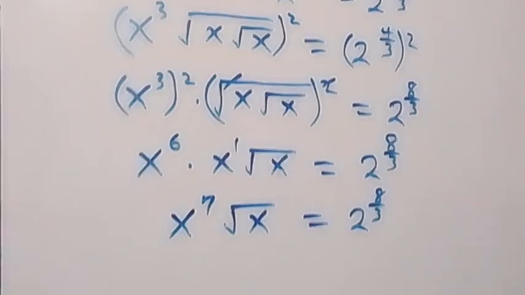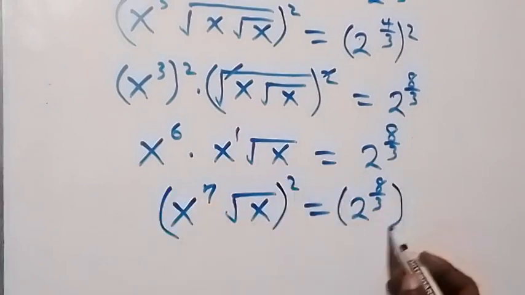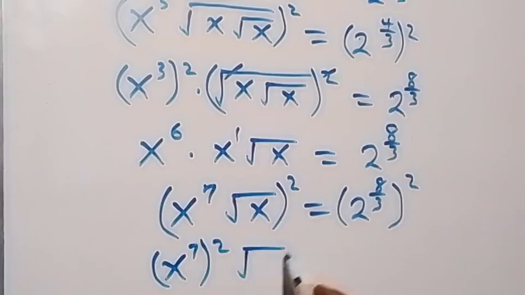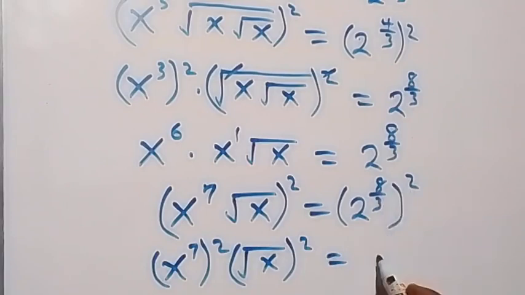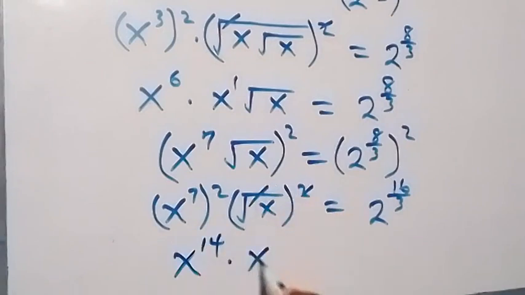Then next also, we can square both sides again, and then square this side. The square here affects this, so we have x raised to power 7 square, also root x square, then equals to here. This multiplies again, we have 2 raised to power 16 over 3 now. Then here, this power multiplies, we have x raised to power 14, then times here cancel this, that's x, equals 2 raised to power 16 over 3.